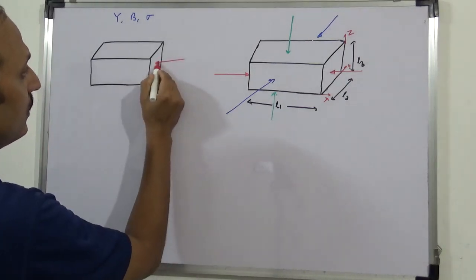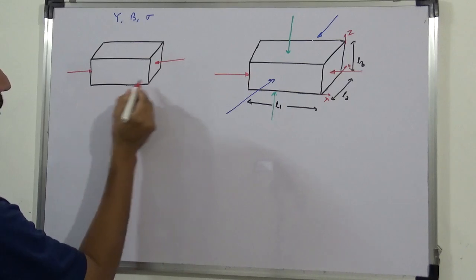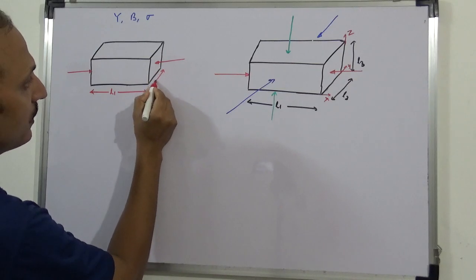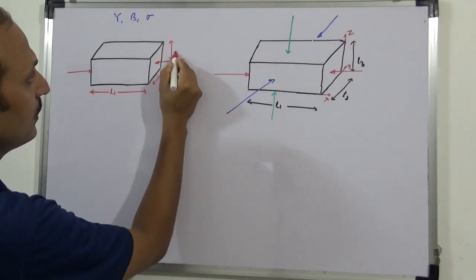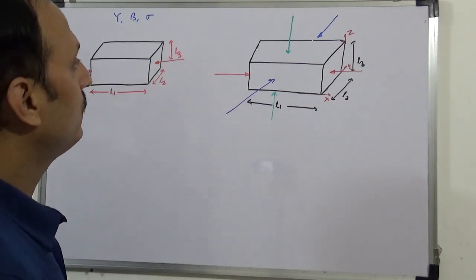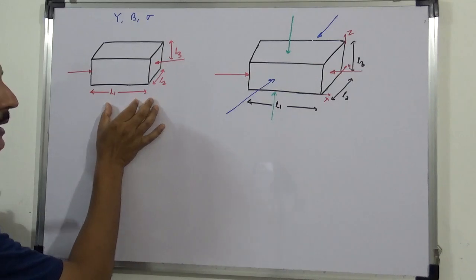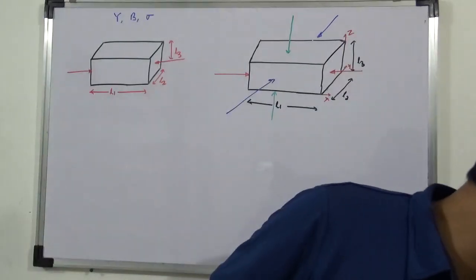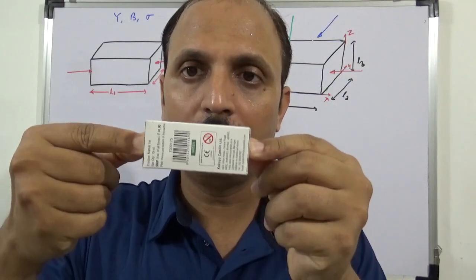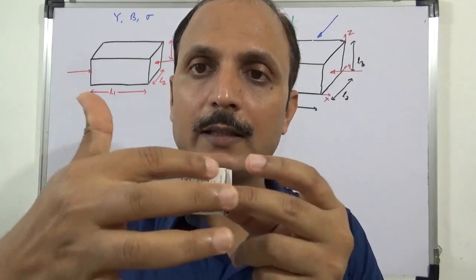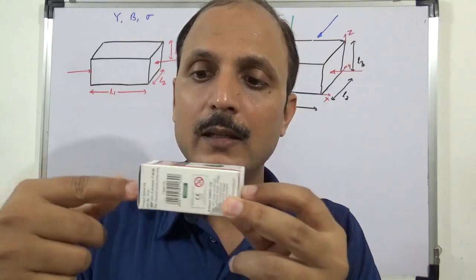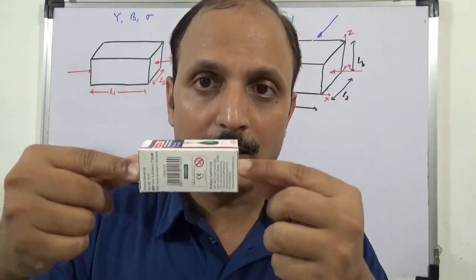Due to this force, what will happen? You can see this force is along L1, and perpendicular to L2 and L3. So just see this force along X. Due to the force along X, L1 is going to decrease. I am applying force like this, like this. Can you see? This length is going to decrease because it's a compressive force.